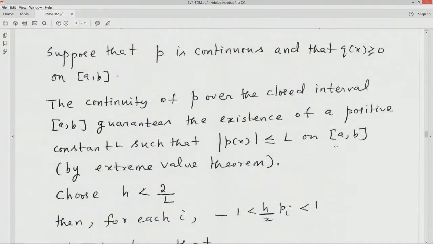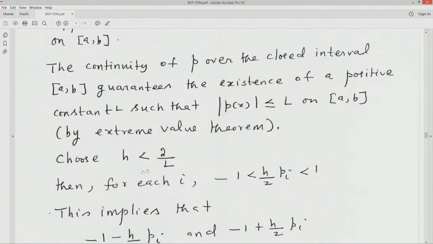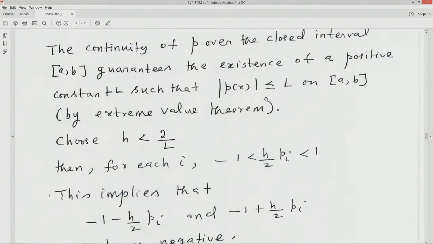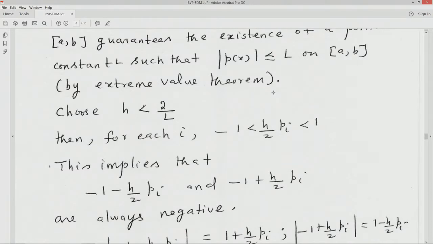So, I choose my step size h to be less than 2 by L. What is the step size h? We divide the interval a b into n equal subintervals by means of points xi such that h will be b minus a divided by capital N. So, we choose our step size h in such a way that h is less than 2 by L, where L is such that modulus of p of x is less than or equal to L on the interval a b in which the differential equation is defined.